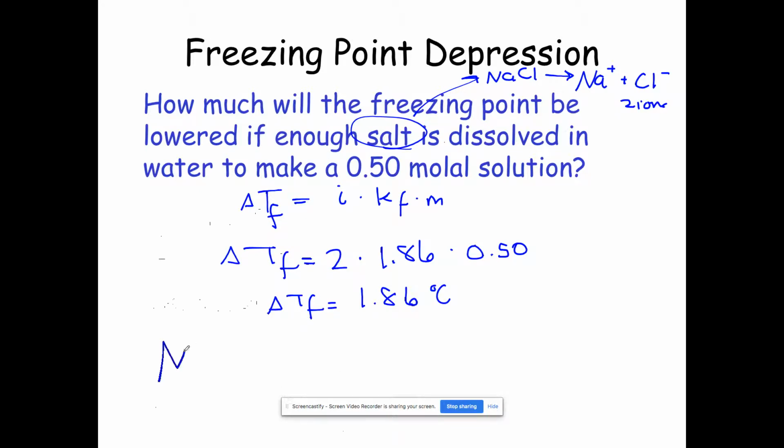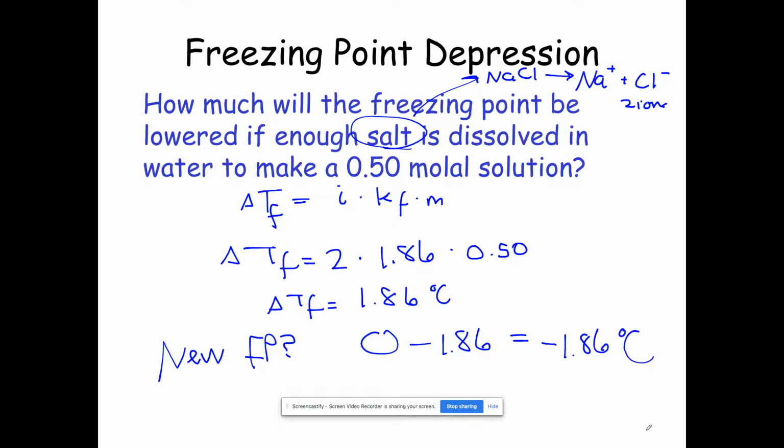So what is the new freezing point? The new freezing point is your normal, which is 0, minus your change. So what is it? Our new freezing point of this solution is negative 1.86 degrees Celsius.